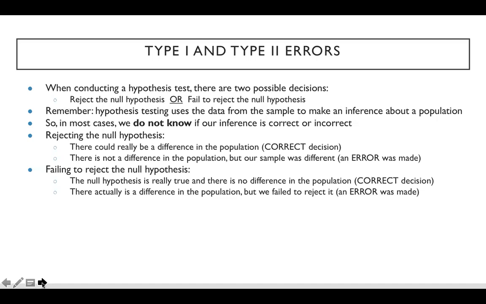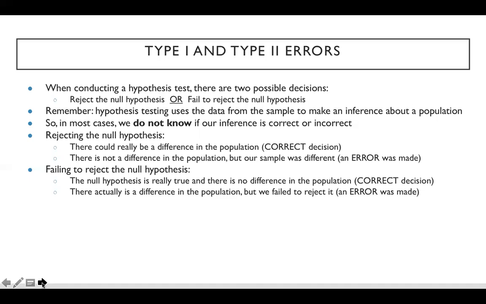So if you reject the null hypothesis, 2 things could happen. There could really be a difference in the population, so that would be the correct decision, or there is not a difference in the population, but our sample just happened to be different. So that means an error was made. On the other hand, if you fail to reject the null hypothesis, either the null hypothesis is actually true and there's no difference in the population, which is the correct decision, or there actually is a difference in the population, but we failed to reject it, so an error was made.